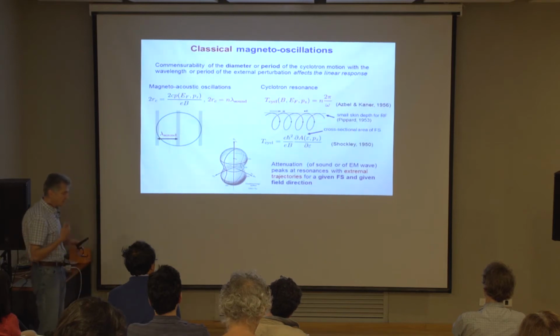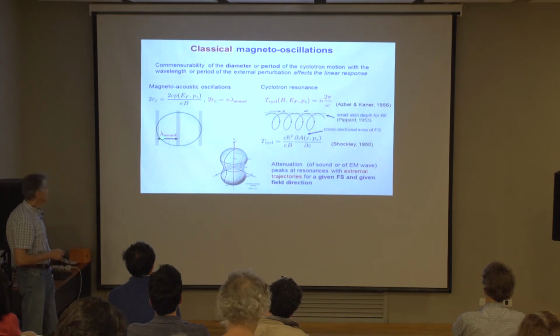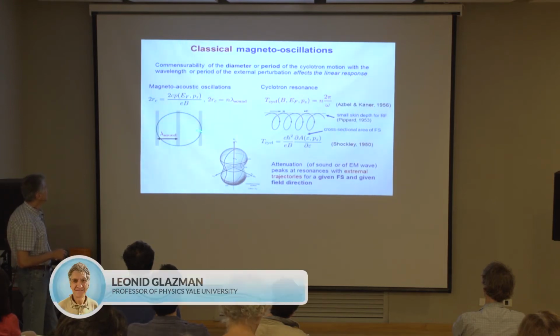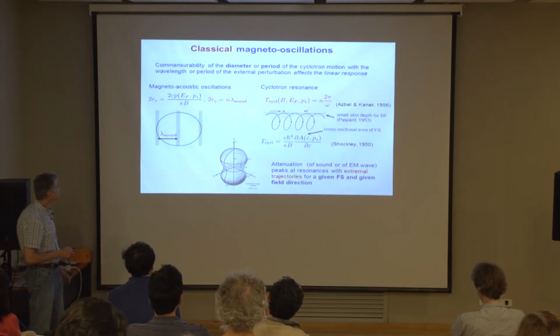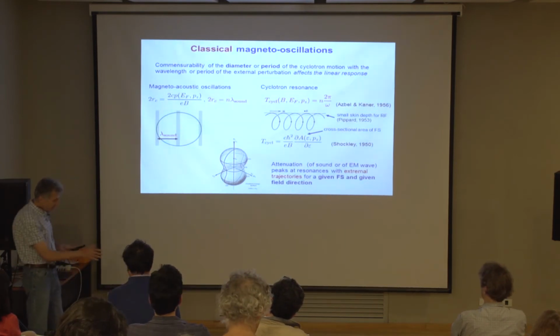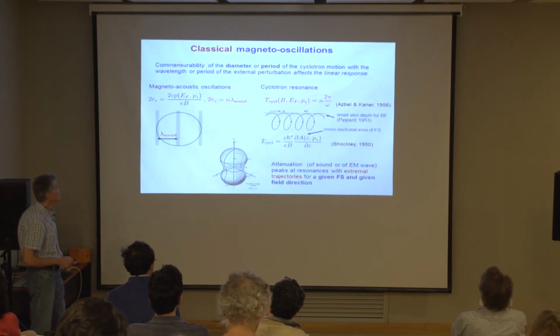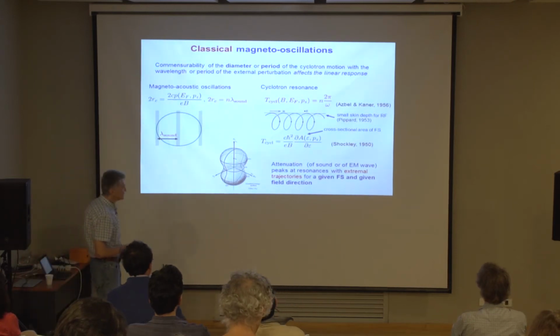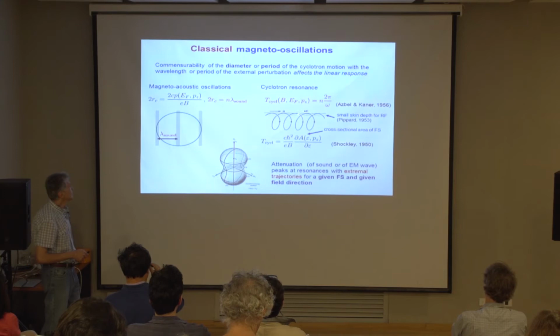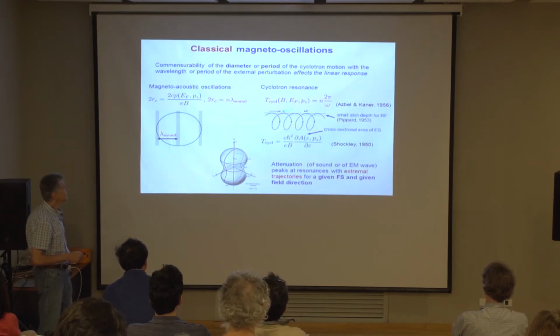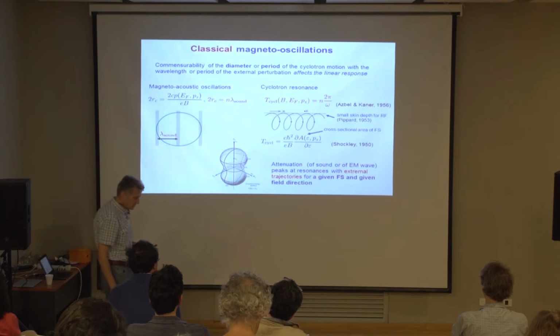And sound attenuation peaks at resonances when the diameter of the orbit of center of motion equals n times the sound wavelength, where n is an integer. Okay, so that's a resonance, just a geometrical resonance, so to speak. And another possibility is to synchronize motion in time with an external electromagnetic field. And this is as close as it gets to the conventional physics of the cyclotron accelerator.